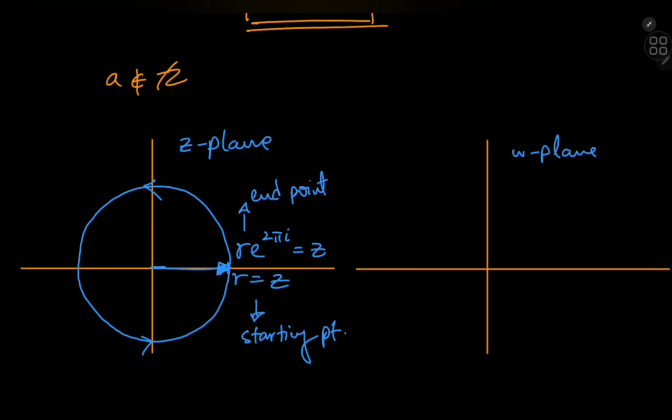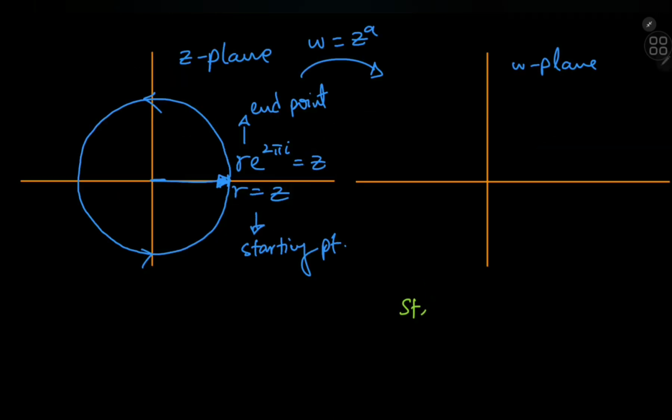Now, let's check the behavior of this curve with special attention to the starting and ending points as we perform the transformation w equals z to the a and land in the w plane. First up, notice that for the starting point, we have w equal to r to the a. And this is a vector of length r to the a.